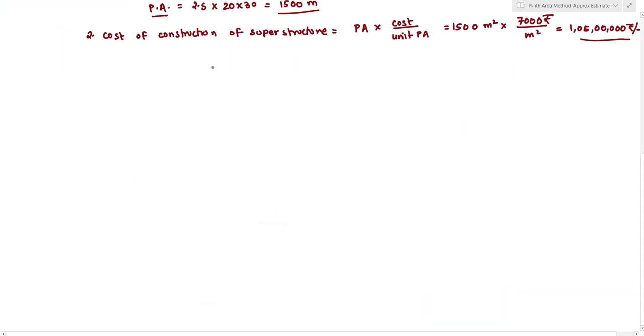Once we have calculated the cost of construction of superstructure, the next thing that we will have to find out is the cost of construction of substructure. We will get this from 20% of the cost of construction of superstructure. So the cost of construction of substructure is equal to 20% of the cost of superstructure.